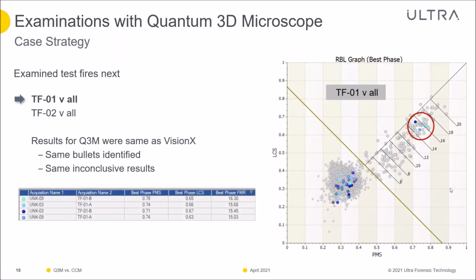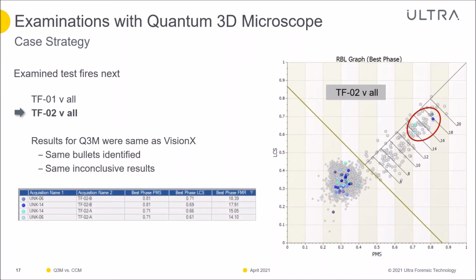And then what I did is I examined the test fires next. First, I looked at TF-01 versus all, and you can see the graph on the right there. And then I examined TF-02 versus all. Now, my overall results were the same as Vision X. The same bullets were identified, and I had the same inconclusive results. So there wasn't any difference in the final conclusions that I reached for the bullets. The same ones that I identified using Vision X, same ones I identified using the Quantum 3D microscope, same ones I came up with as inconclusive on Vision X are the same ones I came up with as inconclusive on the Quantum 3D microscope.